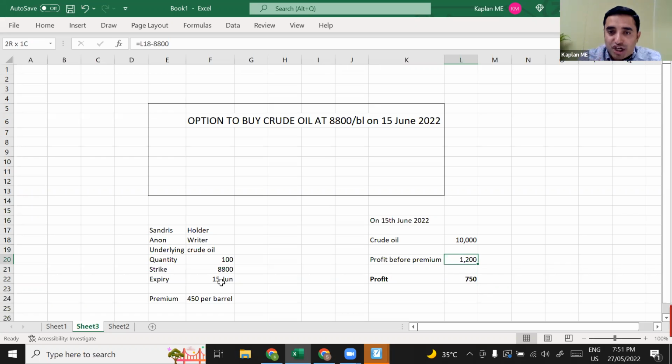Clear? But just like futures, options are also exchange traded. When we say exchange traded, it means there's a clearing house, which means you are not actually going to buy crude oil and all, right? You don't have an option to exercise, right? The job here is you have to exit.